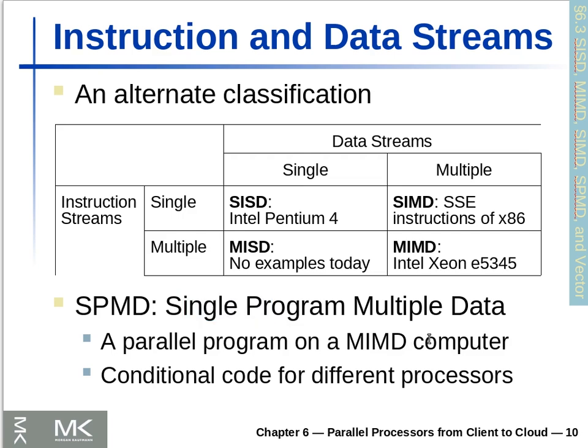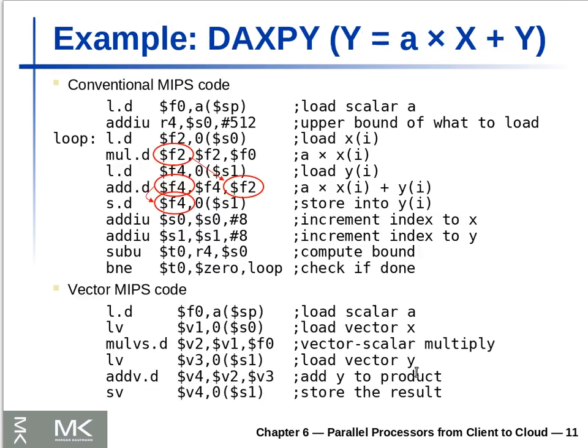So a parallel program on a MIMD computer is generally what we're talking about for this, although we will talk a little bit about SIMD. We are not going through this MIPS example because we did not do MIPS.